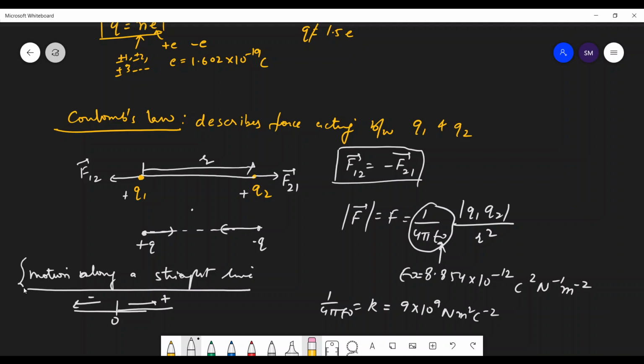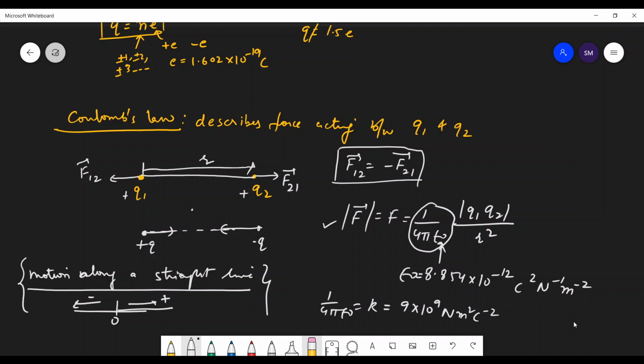So whenever I have this kind of scenario, the better way to deal with vectors is to find their magnitude separately and then tell their direction. So this is what we need to do here. Find only the magnitude of the force, because we know that if the charges are the same, they will repel, and if the charges are different, opposite, they will attract each other. So this is what we need to deal with in Coulomb's law.